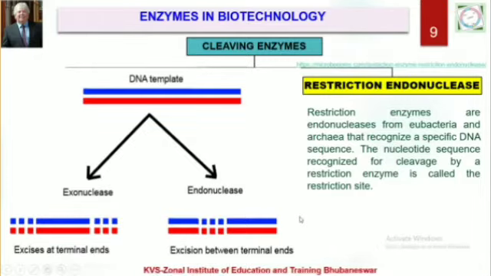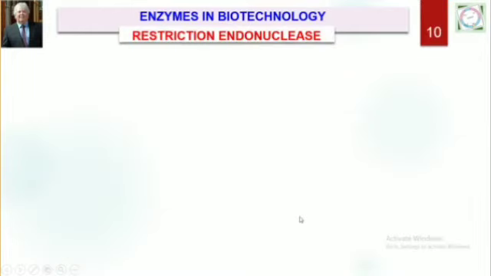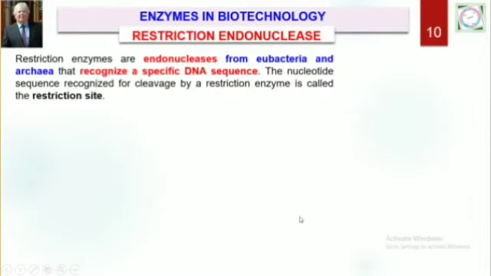Now we have a look at restriction endonuclease. These enzymes are isolated from eubacteria and archaea, and they recognize a specific DNA sequence. And these sequences are palindromic. A palindrome reads the same from both front and end, as for example, Malayalam, M-A-L-A-Y-A-M, Malayalam.